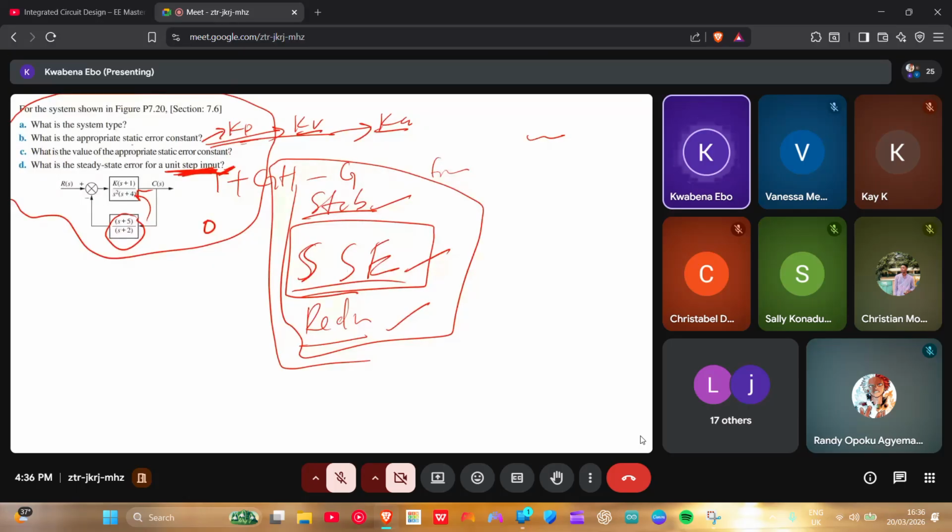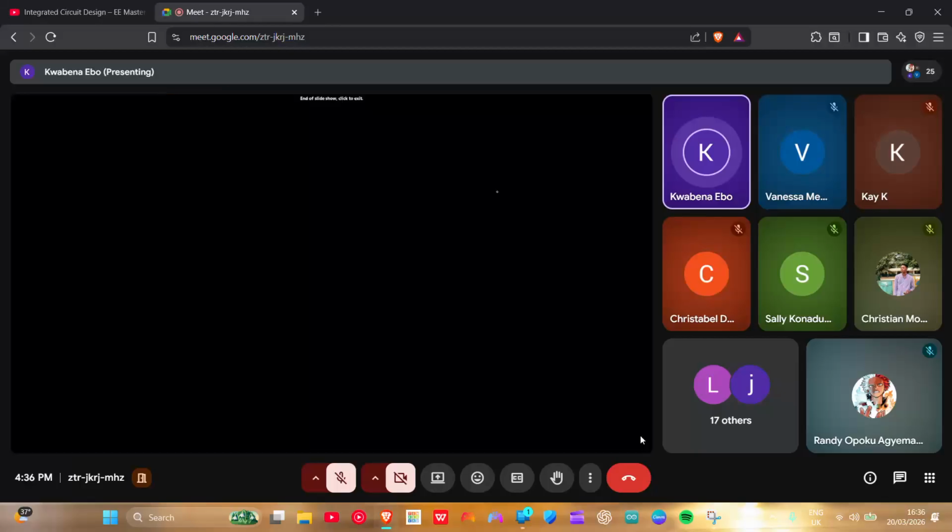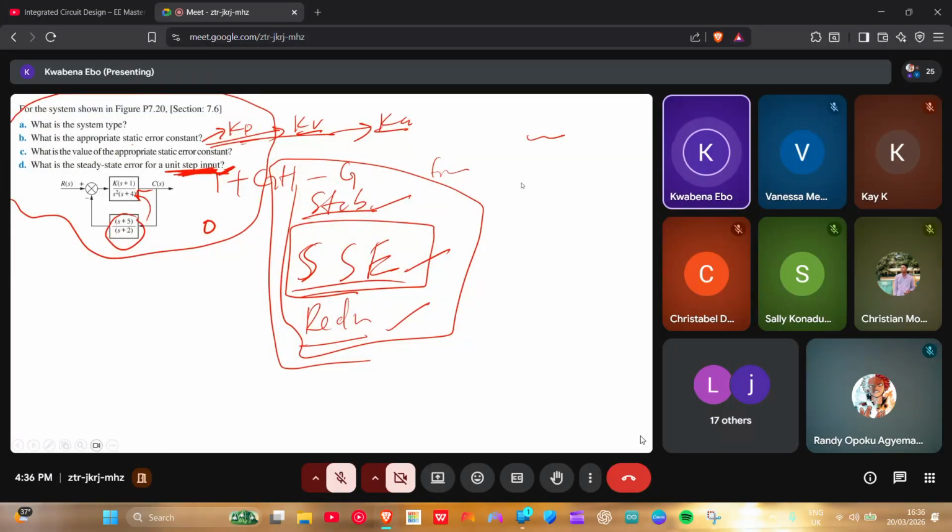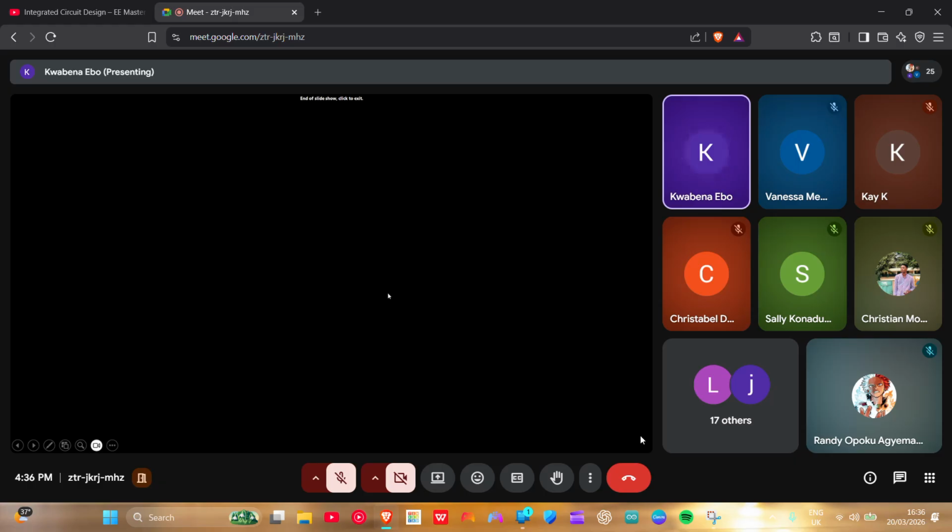So then let's move to root locus. As you can see, the slides end here. The person forgot the root locus, so I'll try from my head, which is very bad. Let's hope God will help us.